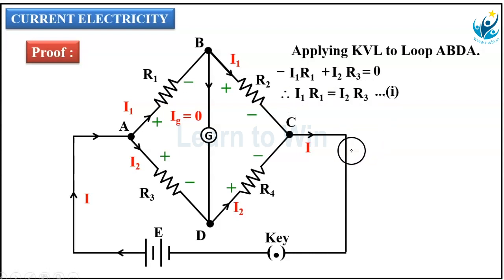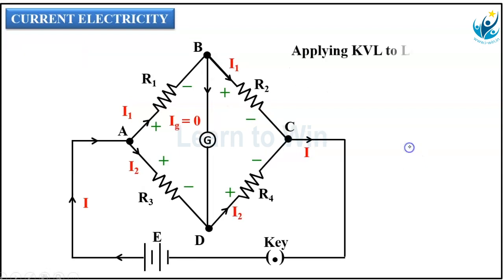Now I am going to apply KVL to another loop, BCDB. It is a closed loop, and for this loop I am going to apply KVL. BCDB. I am moving from B to C. Current flow is also along the BC direction. Hence the product I1 R2 is negative: minus I1 R2.